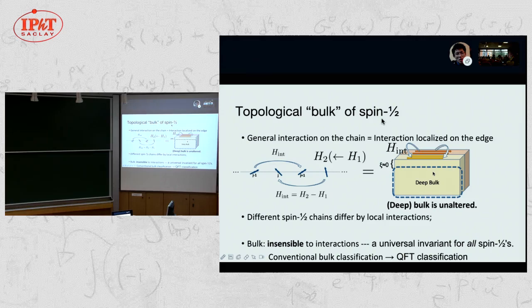It means that the bulk is insensitive to any interactions on its edge, so it satisfies the definition of a universal invariant. And we will say that this integer quantum Hall bulk is a universal invariant for all the spin-1/2 models in one dimension. So it gives us a way to classify QFTs by the conventional bulk classification of invertible field theories.